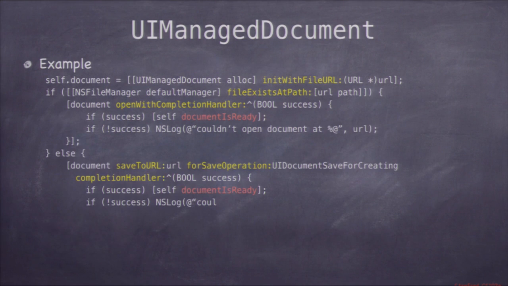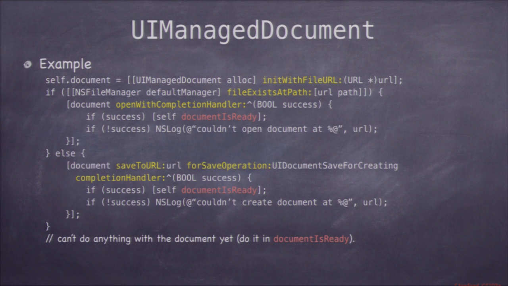All right, so let's talk about how this might look, to see if the file exists, and if it does, open it, and if it doesn't, create it. It looks something like this. And inside that completion handler, if you successfully opened or successfully created it, you're going to call some method of yours. I've called it documentIsReady. You can call that method anything you want.